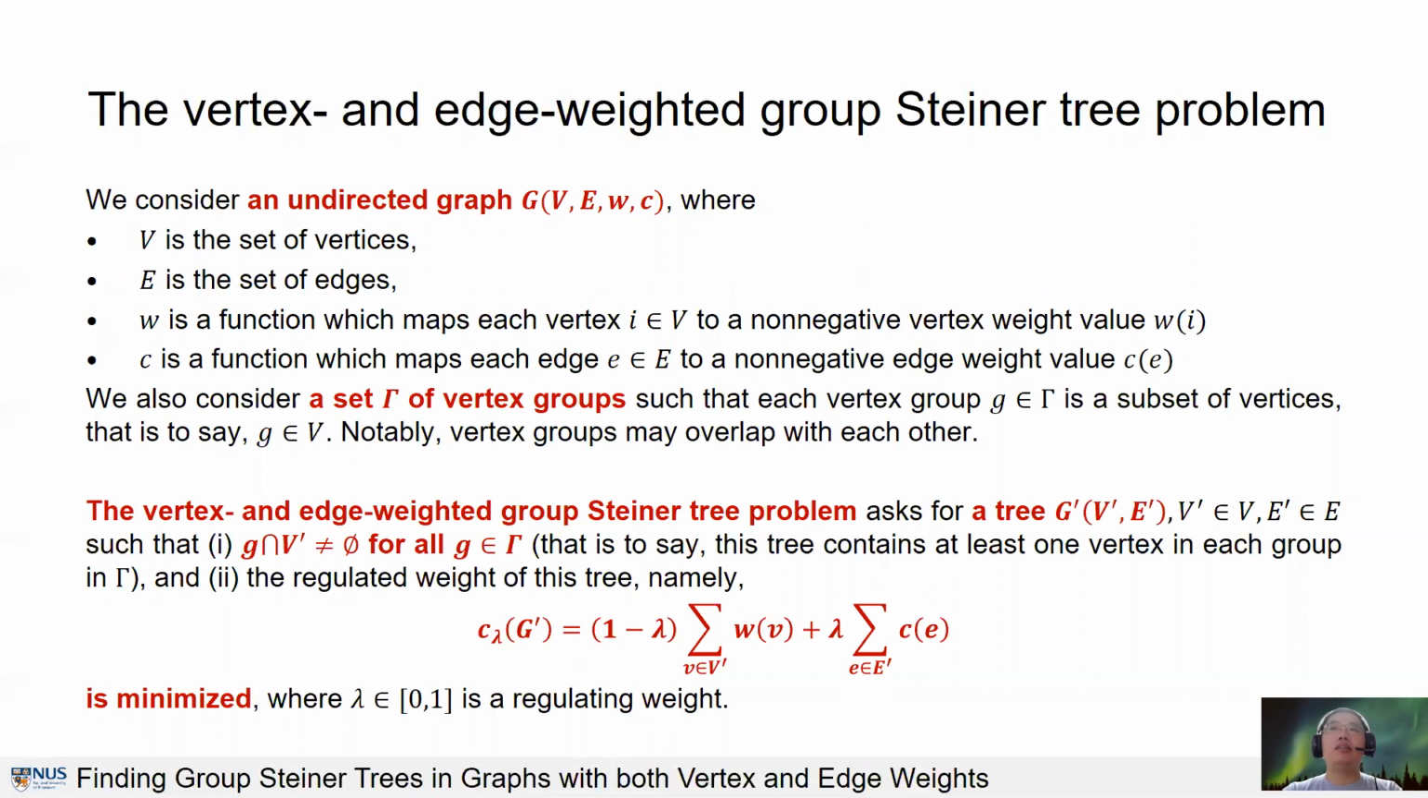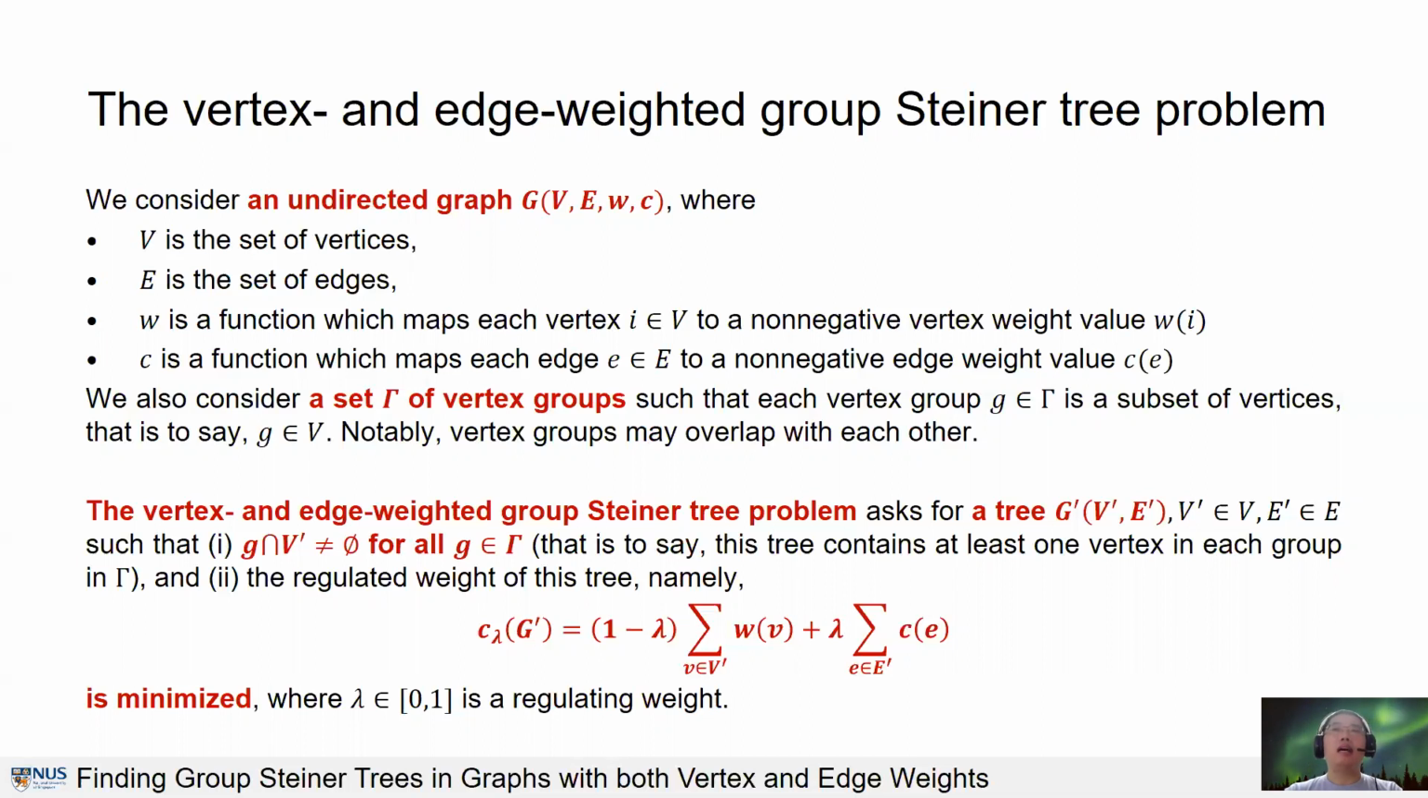We consider an undirected graph G = (V, E, W, C), where V is a set of vertices and E is a set of edges. W is a function which maps each vertex i to a non-negative vertex weight value W_i, and C is a function which maps each edge e to a non-negative edge weight value C_e. We also consider a set Γ of vertex groups such that each vertex group g belonging to Γ is a subset of vertices. That is to say, g is a subset of V. Notably, vertex groups may overlap with each other.